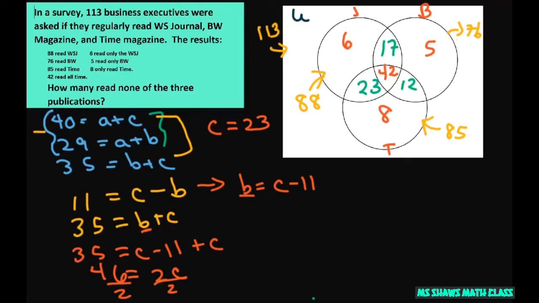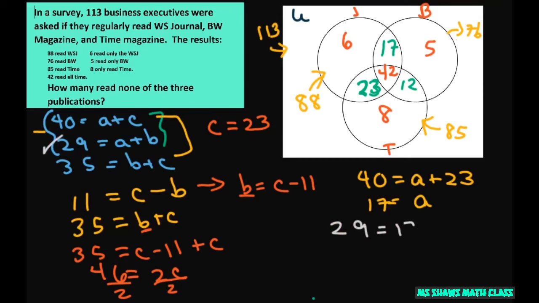Now once you have C, which is 23, which is this part right in here, you just plug the rest in. So if C is 23, let's take the 40. You have 40 equals A plus 23. Subtract the 23 from both sides, and you get A equals 17. Now that I have my A, let's plug that into this one. So you have 29 equals 17 plus B. When you subtract 17 from both sides, B is 12.